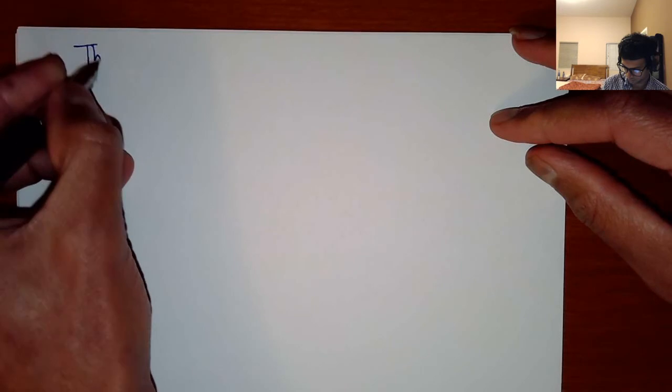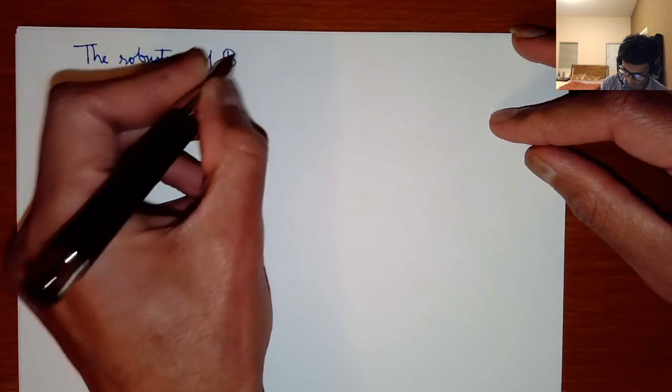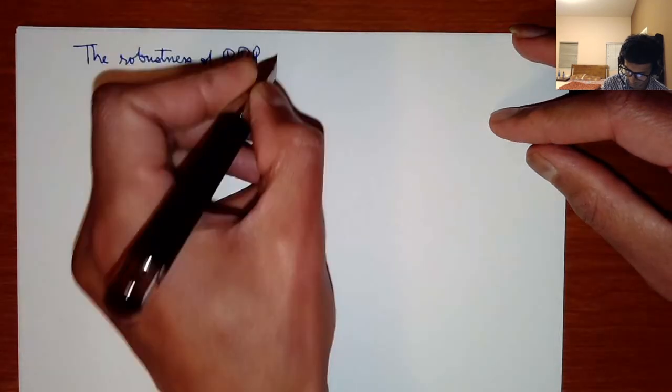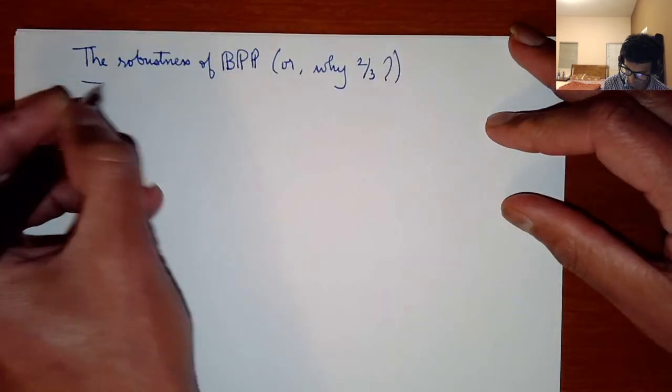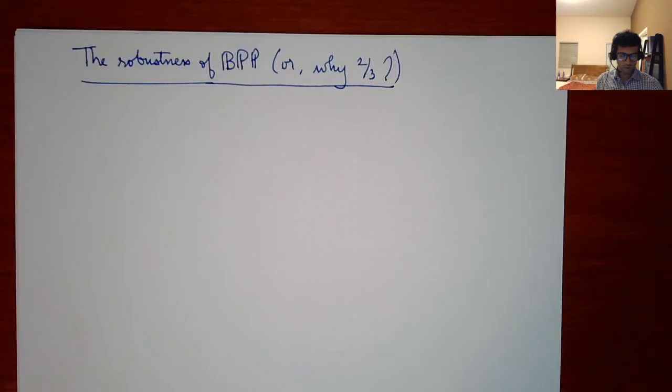So now what we'll discuss is an issue that has been raised, which is the robustness of BPP, or why 2/3. And if you ever get a little deeper into theoretical computer science or randomized algorithms, you'll see this 2/3 popping up a lot. Everybody uses 2/3. And it's just become a convention. There's nothing sacrosanct about actually using 2/3. What's important is that it's strictly more than a half.